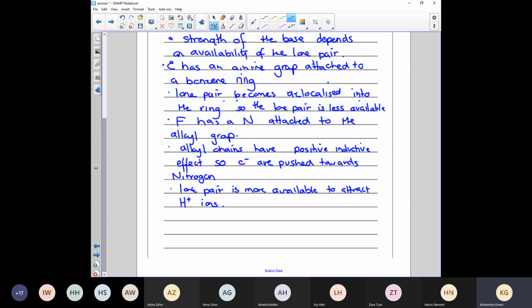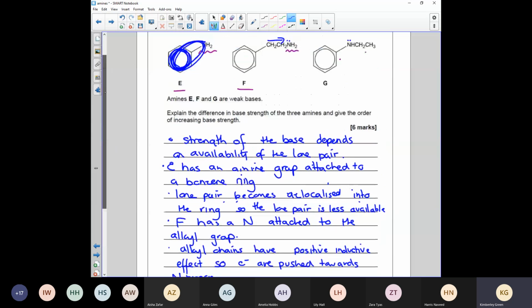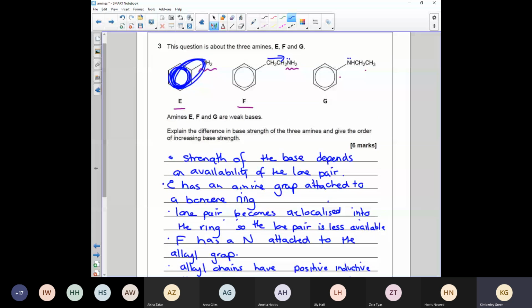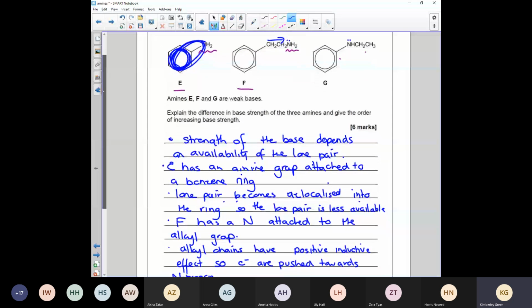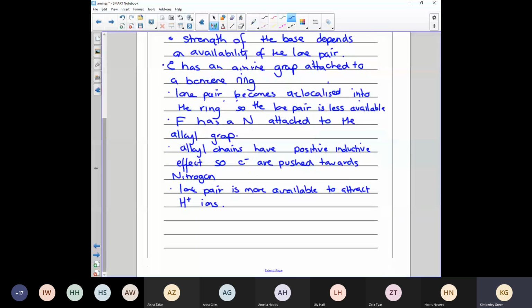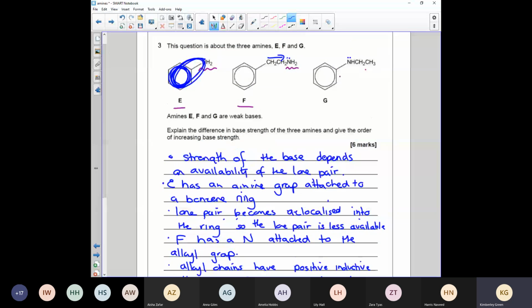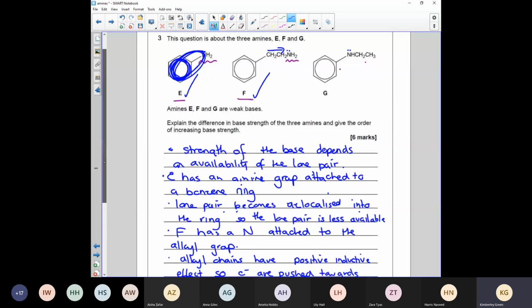If your nitrogen is attached to a benzene ring, that lone pair falls into the delocalized ring and partakes with the delocalized electrons, and it becomes less available. Right, what about the one in between? It's just in between. Even though it's attached to a benzene ring, so we've got some form of delocalization, we've also got electrons being pushed towards the nitrogen. So that one is a bit more available than E, but not as available as F. So G sits in the middle.